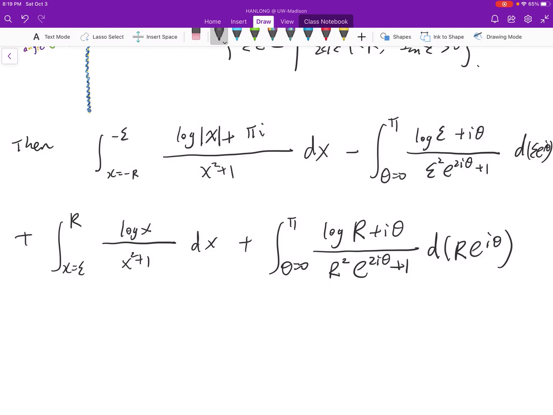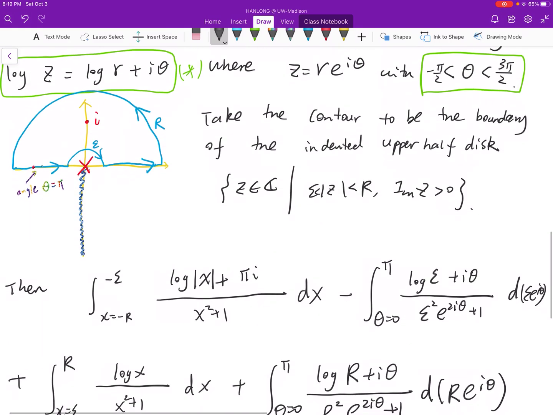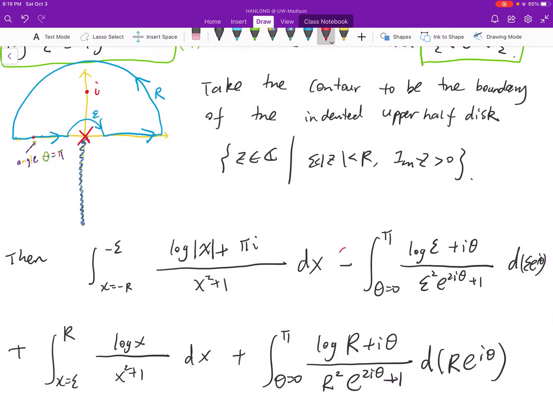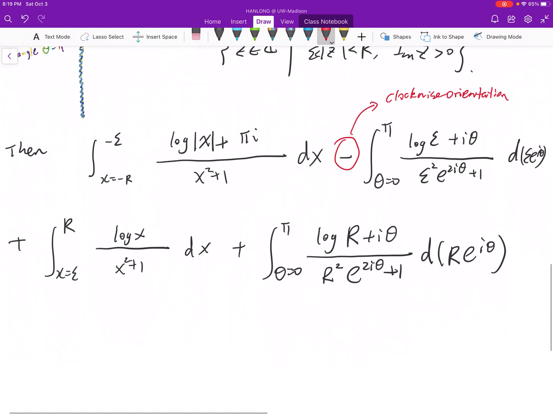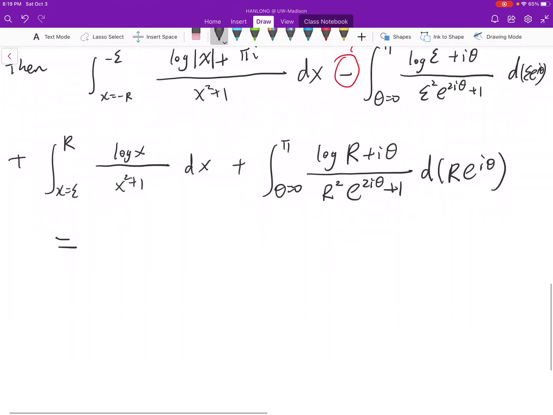It's a bigger circle. The parametrization is the same, but note the negative sign comes from the clockwise orientation of the small semicircle. On the other hand, you have the residue: 2 pi i times the residue at z equals i of log z divided by z squared plus 1.